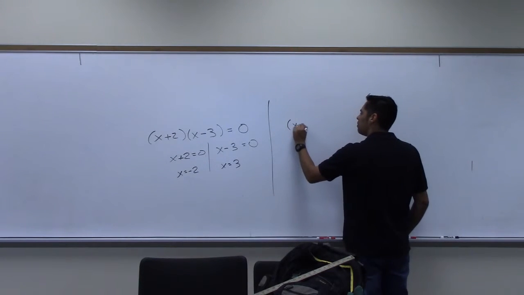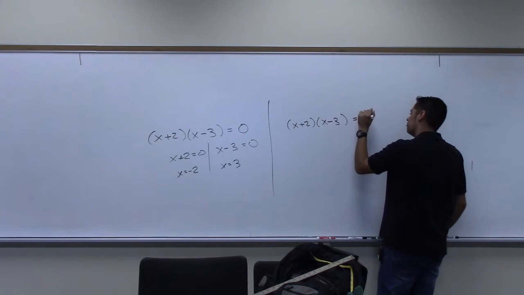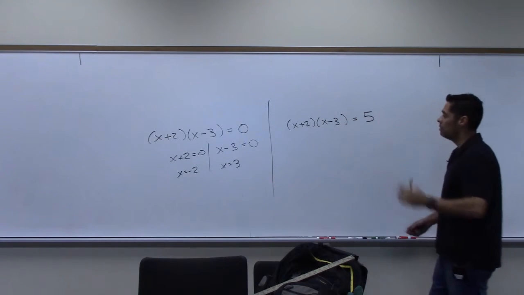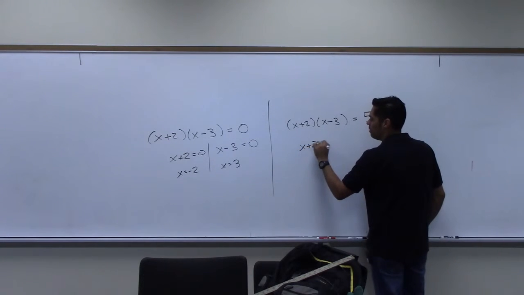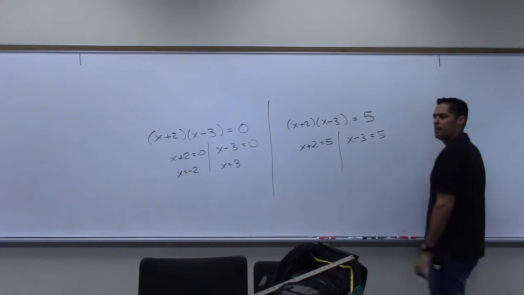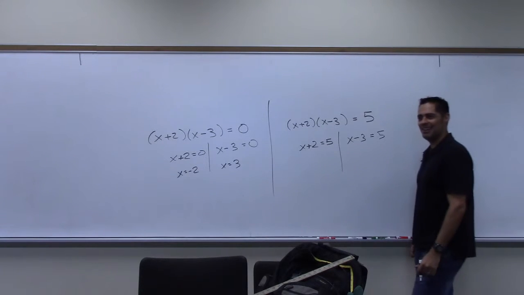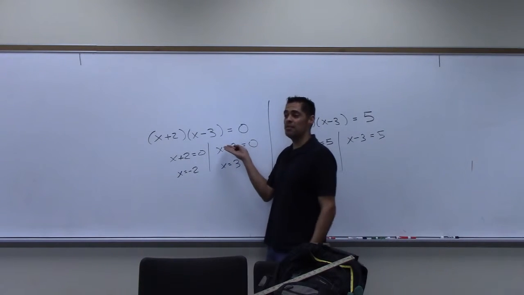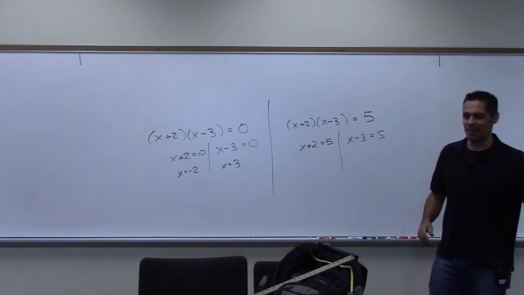We're all happy with that. If I write x plus 2 times x minus 3 equals 5, can I do this? x plus 2 equals 5, x minus 3 equals 5. No. Why not? Because it's not equal to 0. So you're saying I can only do this when it's 0. Right. Why? Because I've been told that. That's right. Okay, but why?